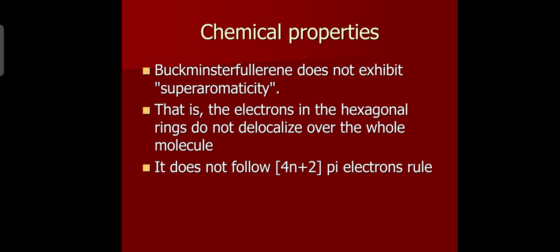Now, fullerene does not exhibit superaromaticity. That is, the electrons in the hexagonal ring do not delocalize over the whole molecule. In other words, it does not follow the 4n plus 2 pi electrons rule.